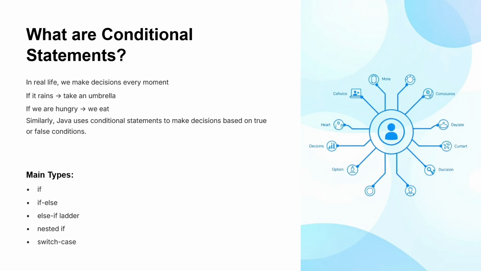In real life, we take decisions at every moment. Like if it rains, then we will take an umbrella. If hungry, then we will eat. Similarly, computers also need to make decisions based on true or false conditions. There are several types of conditional statement, like if else ladder, nested if, and switch case. So let us dive into these topics deeply.